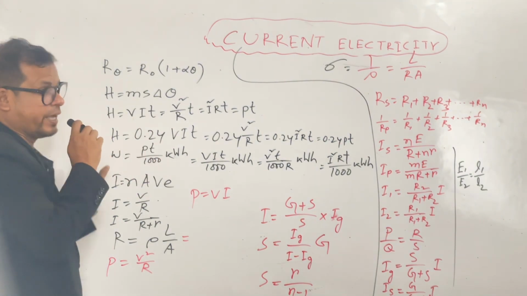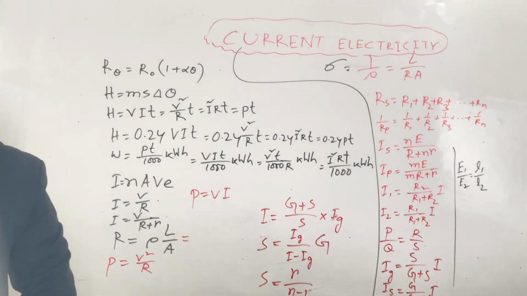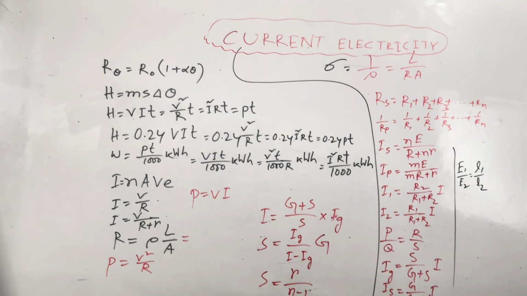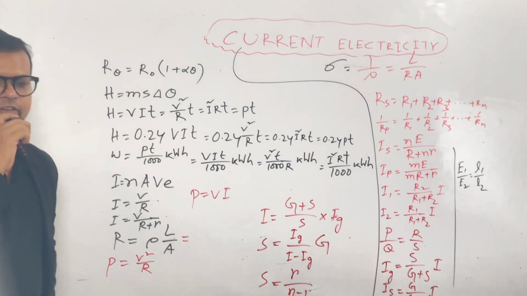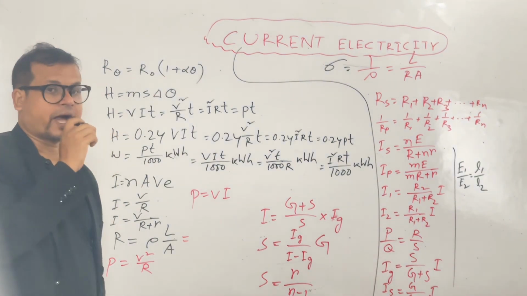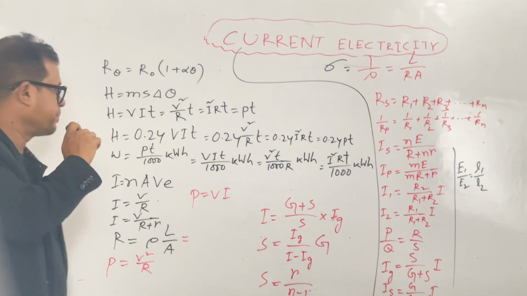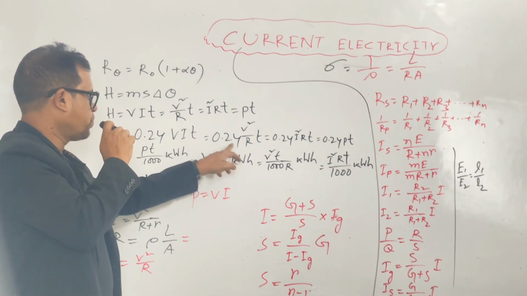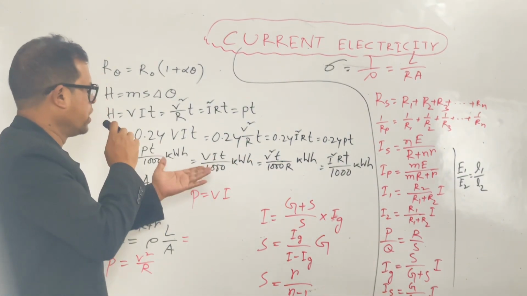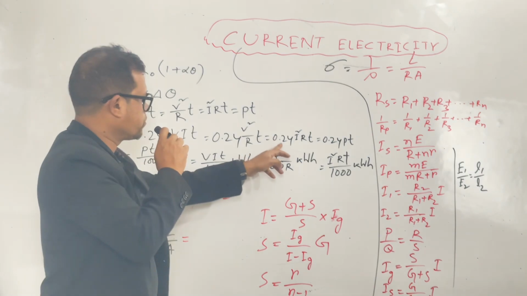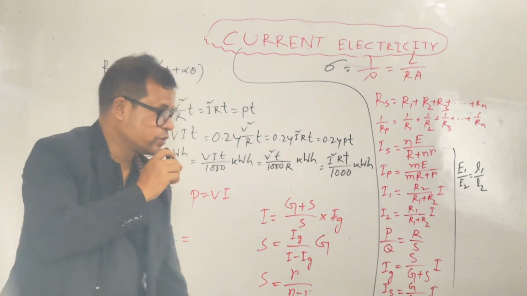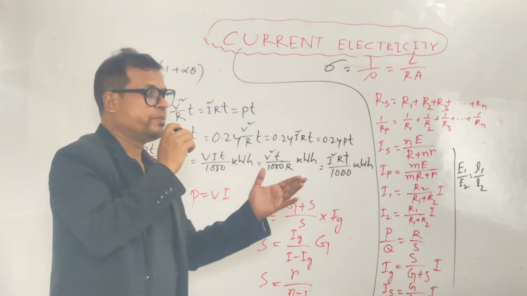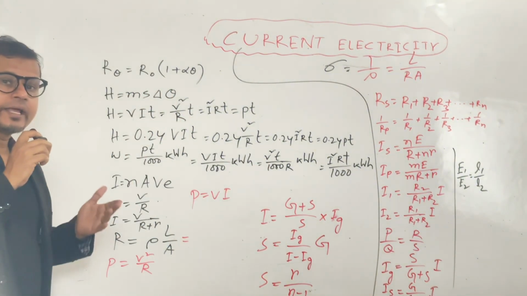H equal to, H is heat. Let me explain. This is the heat of any conductor of any medium. H equal to 0.24 VIT. V is the voltage, I is the current passing through the conductor, T is time. Equal to 0.24 V square over RT equal to 0.24 I square RT equal to 0.24 PT. P is power, T is time.